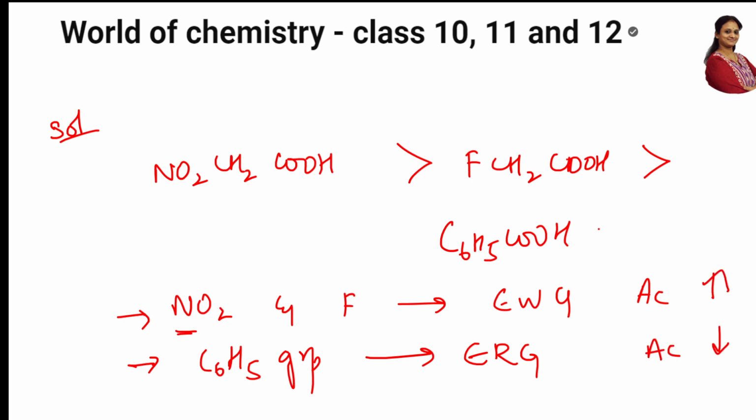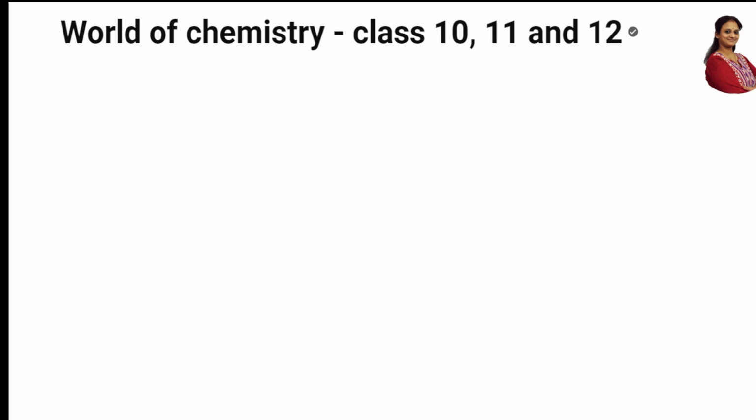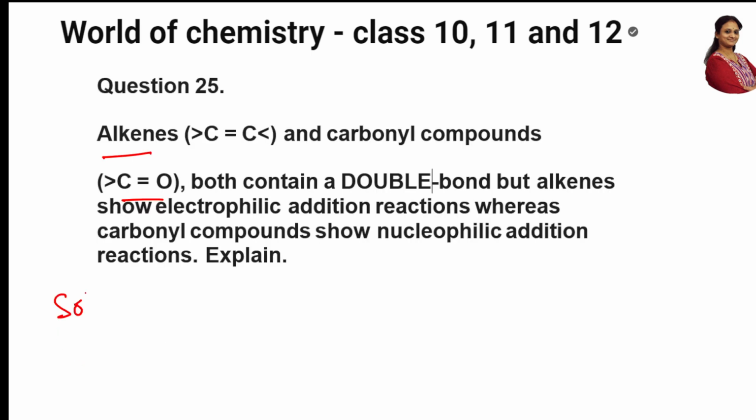Concept. Next question. Alkenes, C double bond C, and carbonyl compounds, C double bond O, both contain a double bond. But alkenes show electrophilic addition reactions, whereas carbonyl compounds show nucleophilic addition reactions. Explain. First of all, please try to clearly understand. This is alkene and this is carbonyl compound. Let us first clearly understand both. I have only one page, very bad, so I'm going to use this page also.